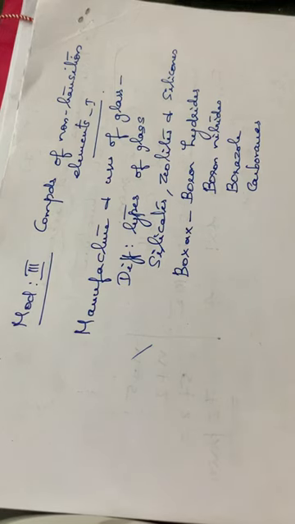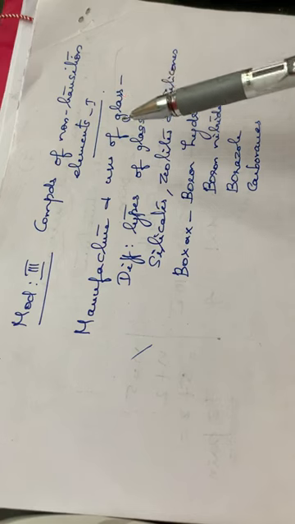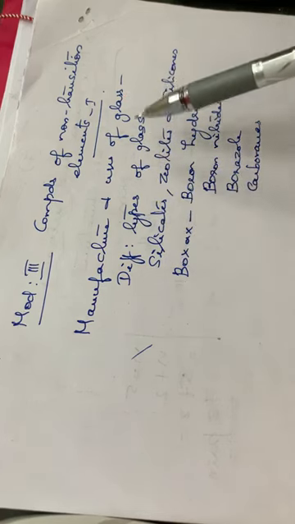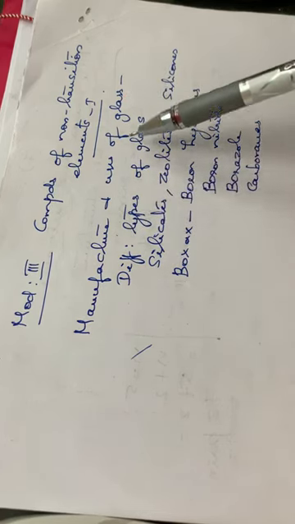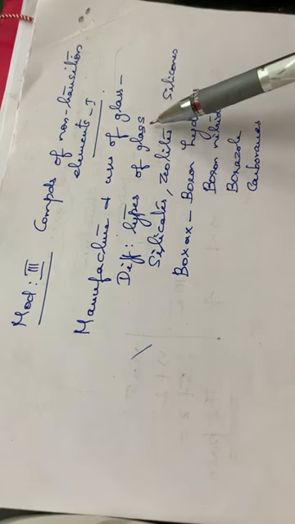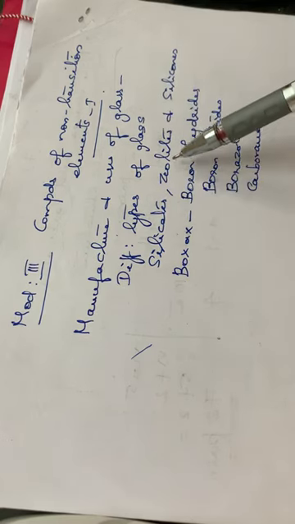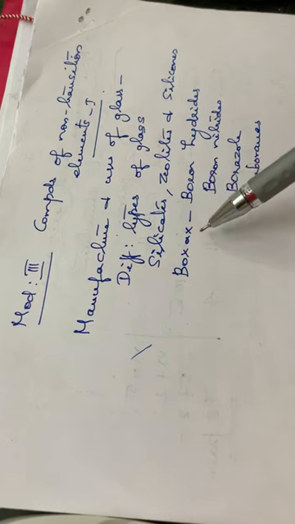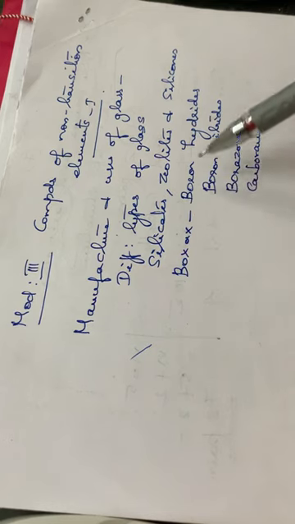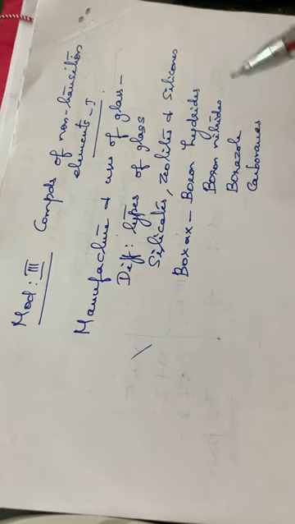Good morning, dear students. Now we can move on to our next topic, the compounds of non-transition elements, part 1. In that session, we have to discuss these topics: manufacture and use of glass, different types of glass, then silicates, zeolites and silicones. Then coming to borax, there will be boron hydrides, boron nitrides, borazole and carborane. So this much topic I have to take. The remaining topics will be taken by other teachers.